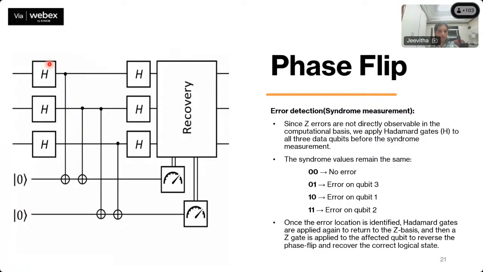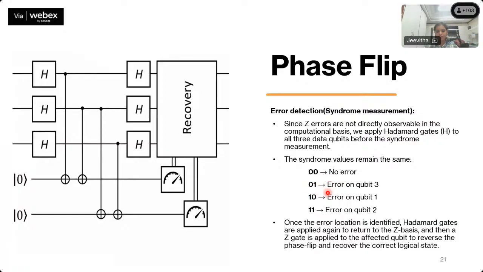After applying the Hadamard gate, this will be in the computational basis, and when we apply the CNOT gates, this will be able to detect the error, where exactly the error has occurred, based on this table. This table is the same as we saw in the bit flip error. 0 0 means there hasn't occurred any error.